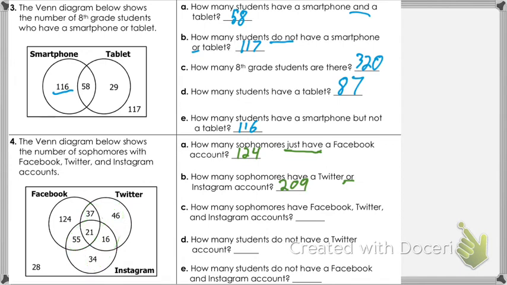What you can think about it is Twitter or Instagram, so you have to circle all of Twitter. So if it's inside this circle, we count it. So circle all of Instagram, so if it's inside this circle, we count it. So if it's inside either one of those circles, we have to add them. How many sophomores have Facebook, Twitter, and Instagram accounts? We want all 3, so that's going to be our 21.